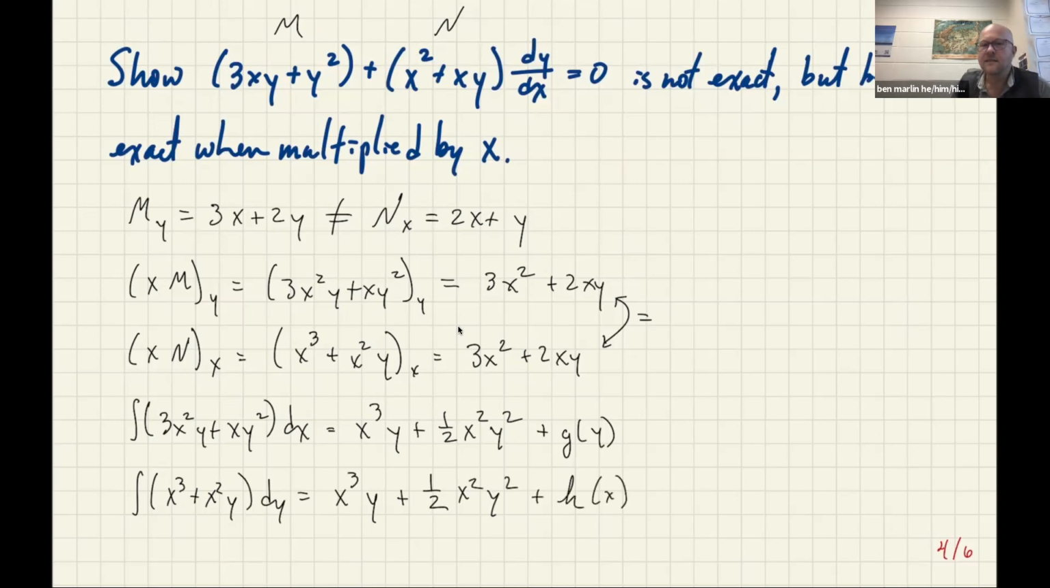Turns out there isn't any g of y or h of x. So our f of x, y that we're looking for is just x cubed y plus 1/2 x squared y squared, and we want to set that equal to c.